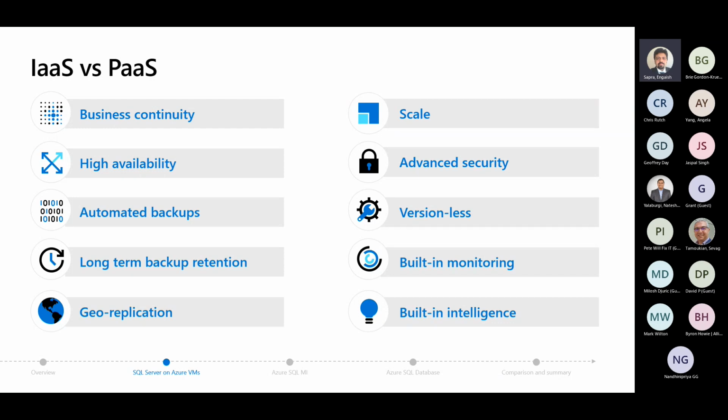And then the advanced security features. We've all heard about how Microsoft is investing so much in Defender and Sentinel and the entire security landscape. So some of those advanced security features, like threat detection and vulnerabilities, are all pre-integrated into the service in the PaaS space, and it enables you to secure your data.